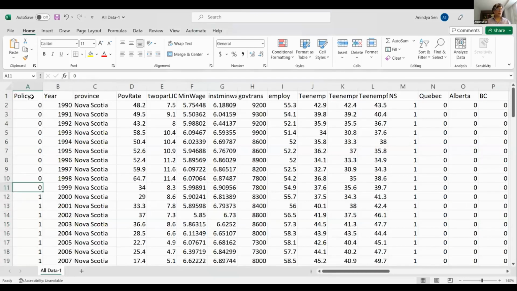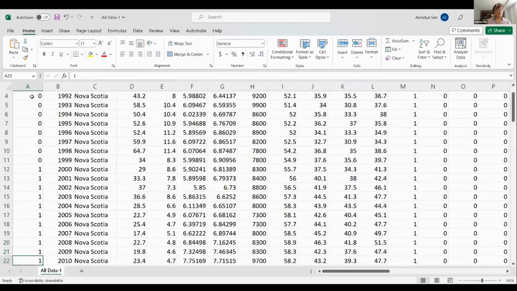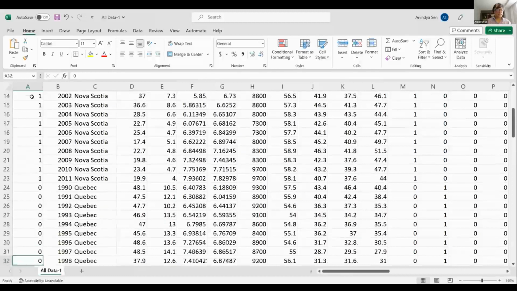And whatever this policy is, maybe it's a flu shot policy, you can see that in years which Nova Scotia didn't have that policy, from 1990 to 1999, we've coded it as 0. On the other hand, if the policy came into effect in Nova Scotia from 2000 onwards, then it's 1 after that. So let's take another province.